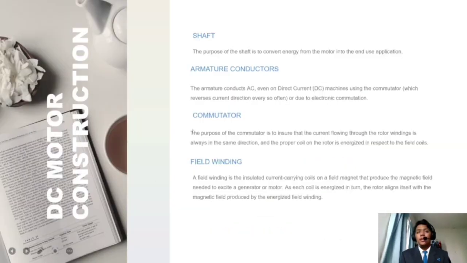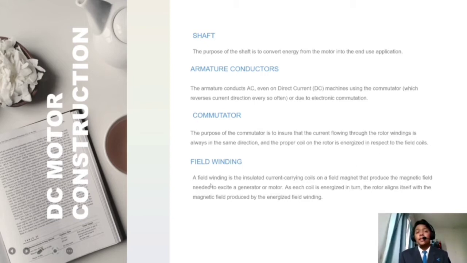So next, we have armature conductors. The armature conducts AC even on DC current machines using the commutator, which reverses the current direction every so often, or it's also due to electronic commutation. Right? So the purpose of the commutator is to ensure that the current flowing through the rotor windings is always in the same direction, and the proper coil on the rotor is energized in respect to the field coils.